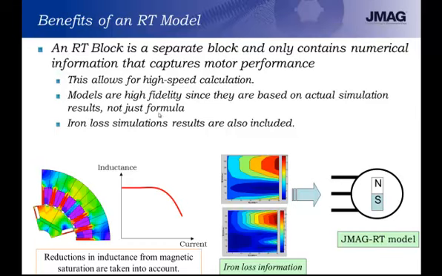So again, instead of just having a linear reaction, we can actually capture nonlinear results, such as the drop in inductance with an increase in current, or the drop in inductance as saturation increases. The other factor is that the iron loss simulation results are also captured, so we can more accurately capture the iron loss data to get a better idea of efficiency across that operating range. All this information is what's going to be captured in that JMAG-RT model block.